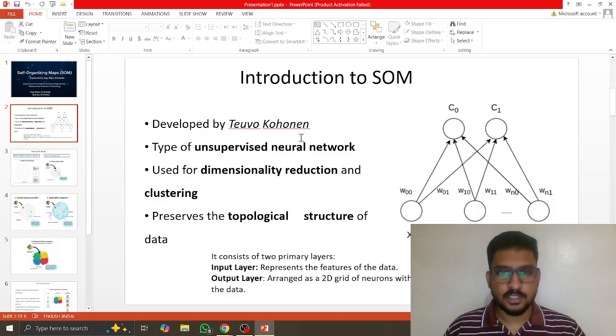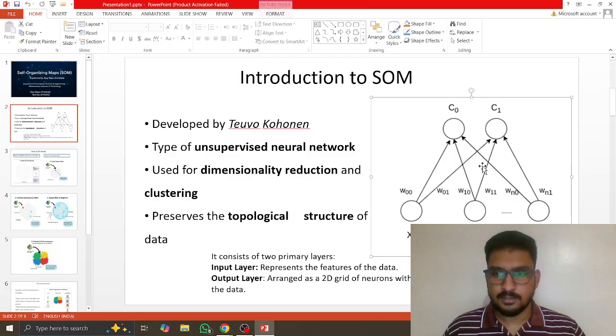It is useful for dimensionality reduction. As there are high dimensional data such as images, it divides them into clusters. It is also used for clustering, meaning grouping similar data points, and it preserves topological structure, meaning similar data points are grouped together.